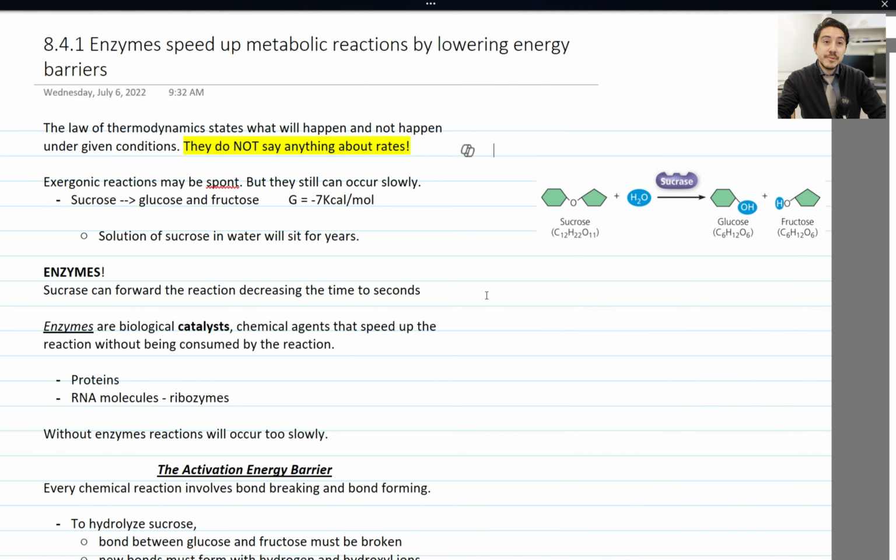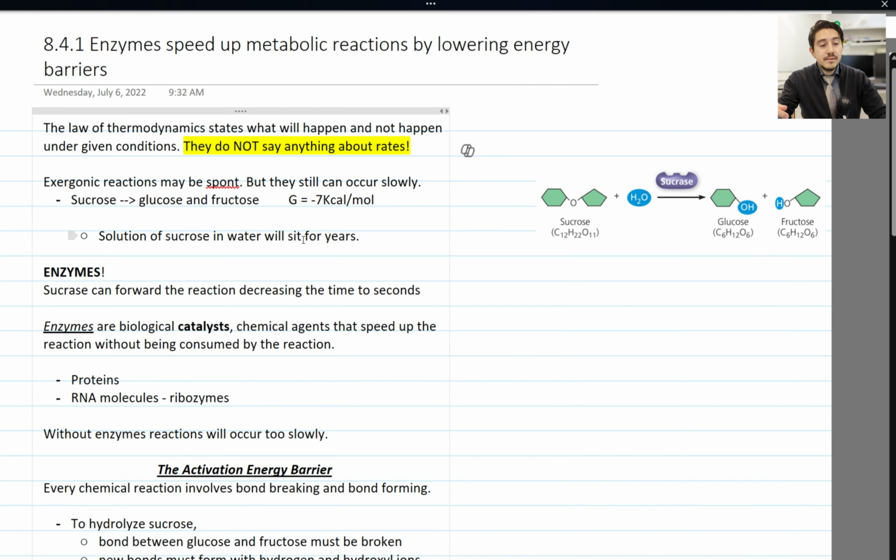Exergonic reactions can be spontaneous. Of course, they are spontaneous, but they still can occur slowly. An example of this is sucrose breaking down into glucose and fructose, as you see here in this panel. So sucrose hydrolyzes into these two compounds, glucose and fructose, and the free energy change would be -7 kilocalories per mole. But if you put sucrose in a solution, in water, it can sit there for years, not breaking down at all, right?